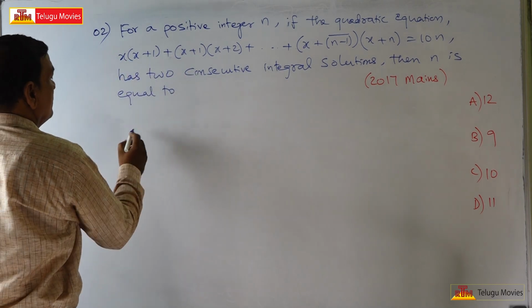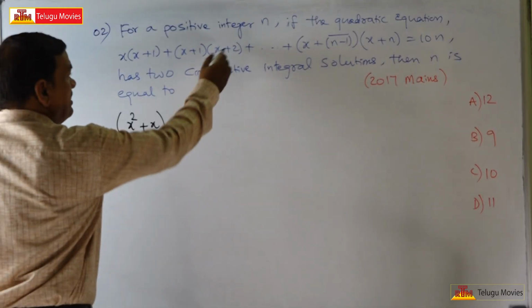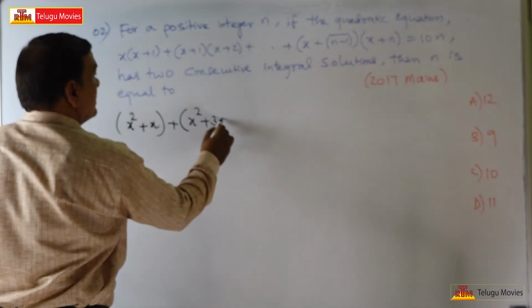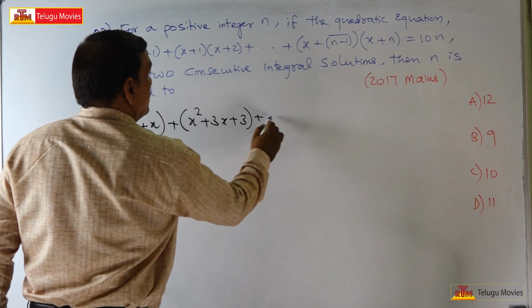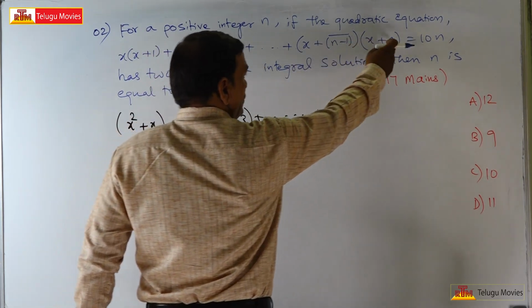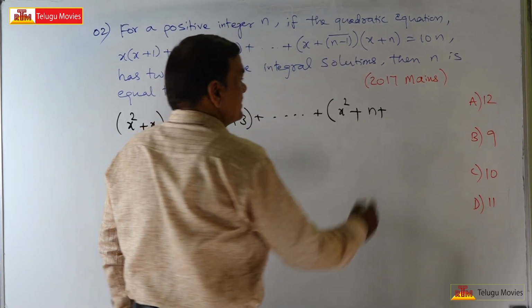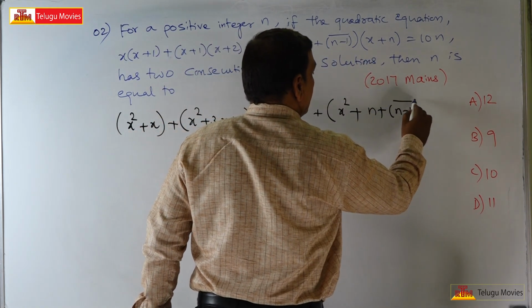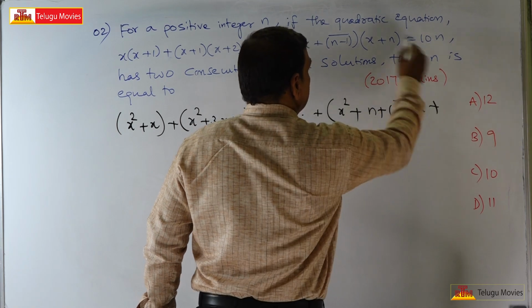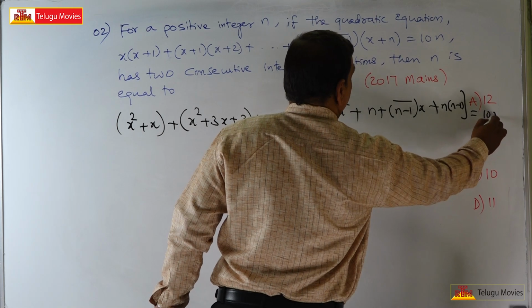Multiply first: x square plus x. If you multiply, this is x square plus 3x plus 3, and so on. Here, x square plus x into n, plus (n minus 1) into x, that means (n minus 1)x, plus n into (n minus 1). So this is equal to 10n.